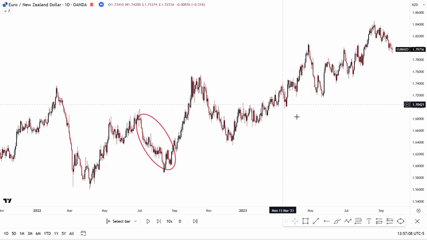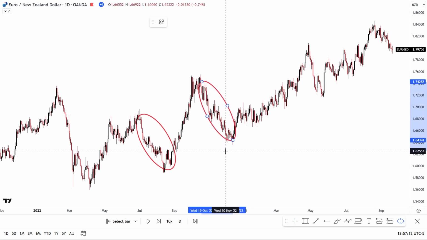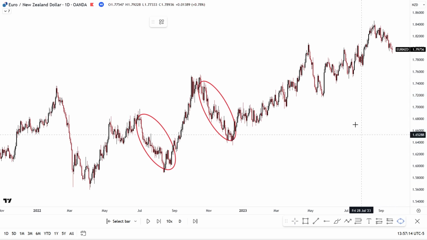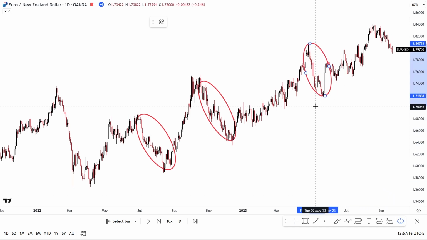So as you can see, this is a bullish market. We're looking at bearish corrections. So this would be another pullback. And this would be another pullback.